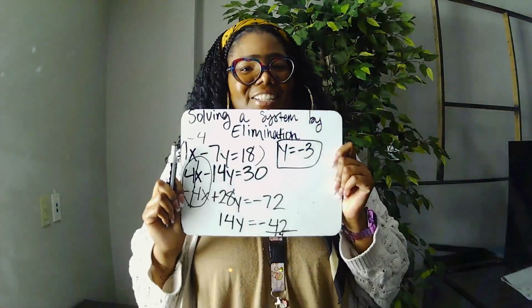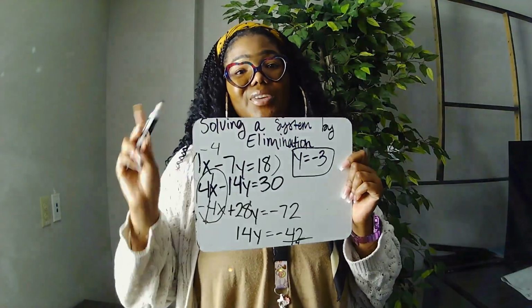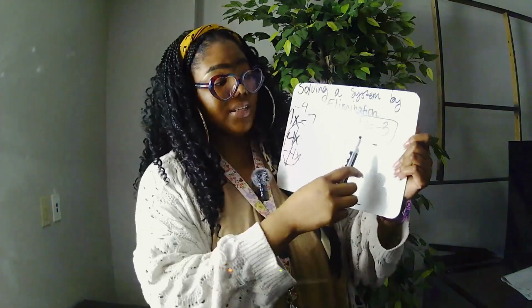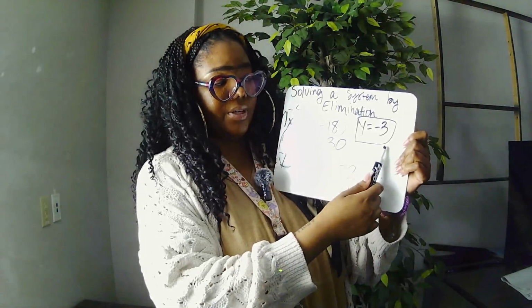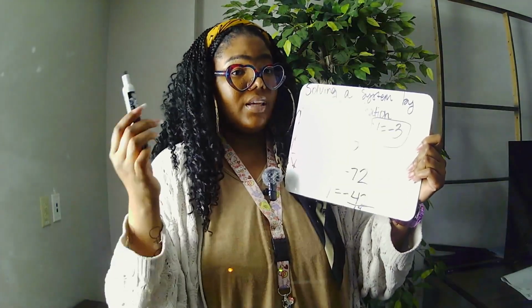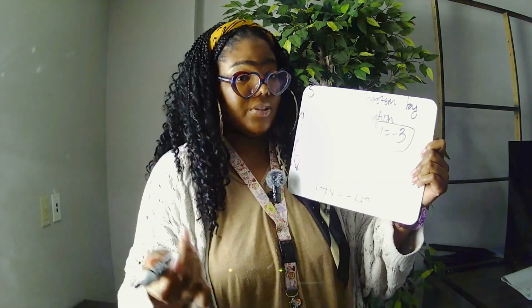And now it's called a system for a reason. System means that we have to solve 2 of these. Okay? So what I want to do now, I want to take this y, which is equal to negative 3, and I want to plug it back into either of my original equations. At this point, it doesn't matter. So it's up to you to choose.